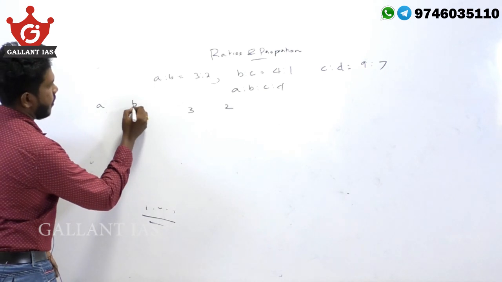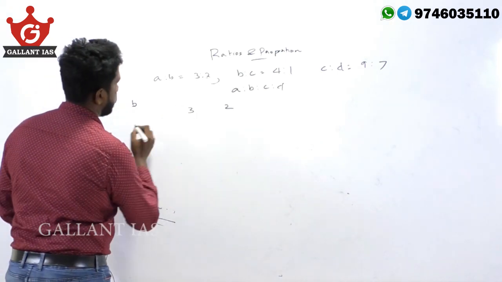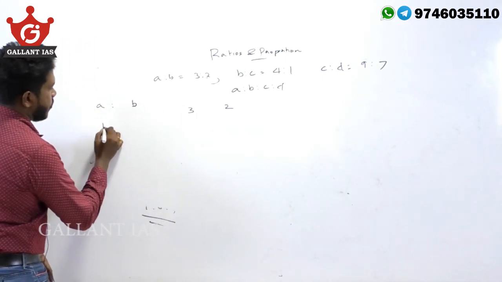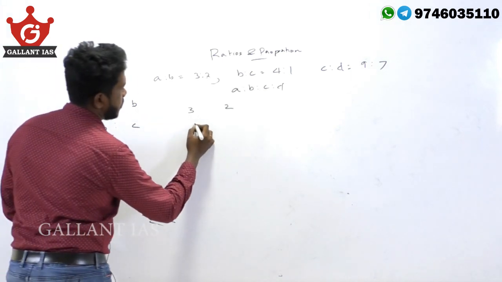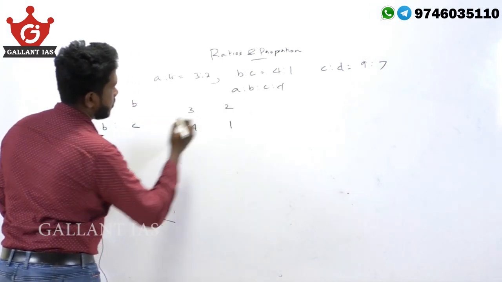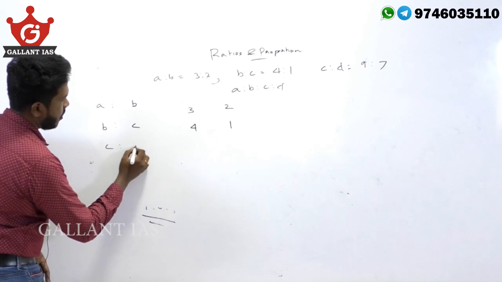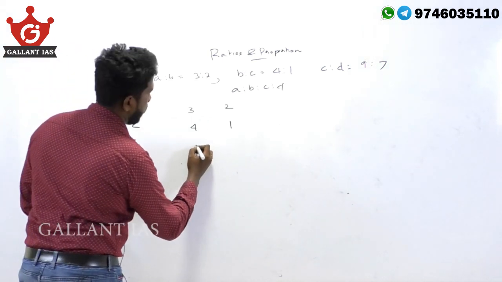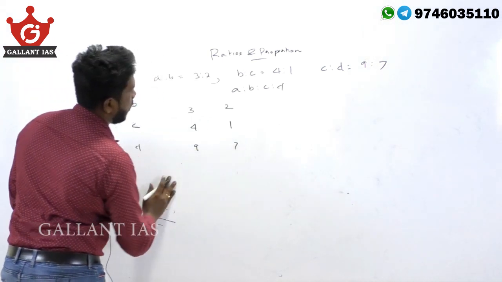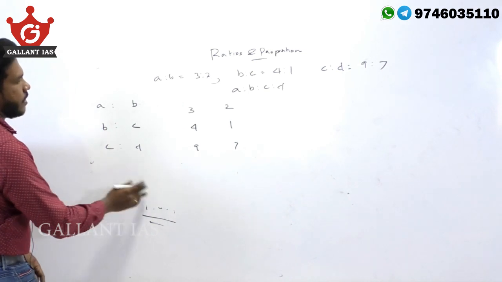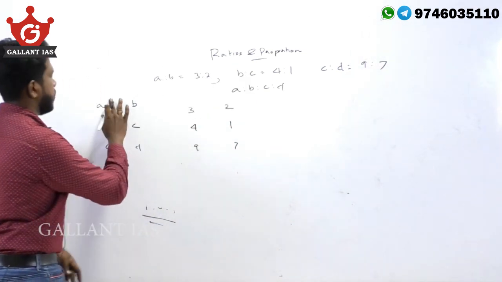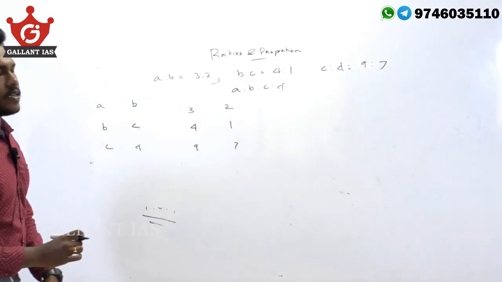Here also I am writing the value. A is to B is what? 3 is to 2. Now B is to C is what? 4 is to 1. And C is to D what? 9 is to 7. And finally, our question is to find A is to B is to C is to D.